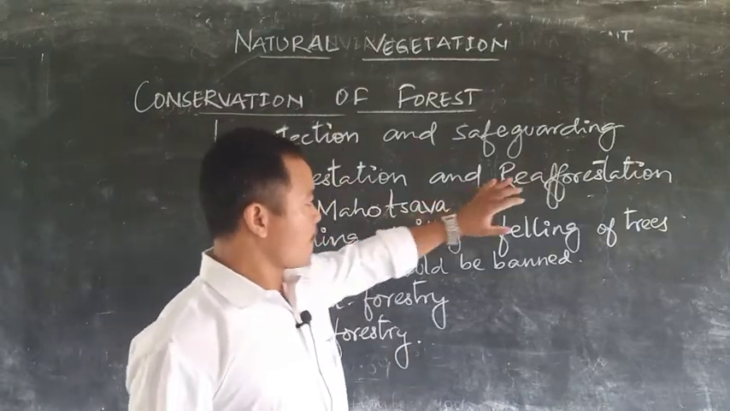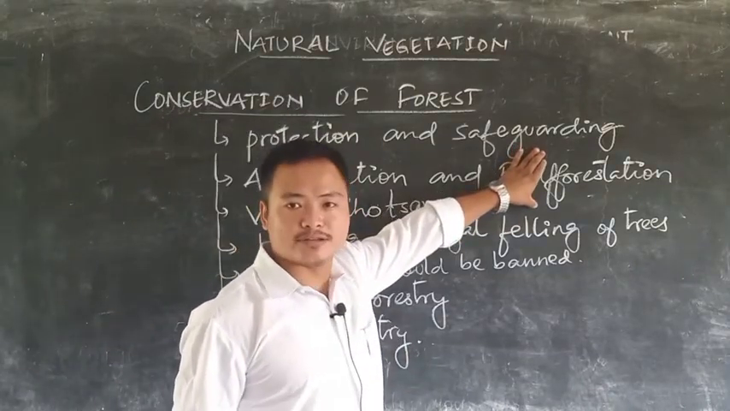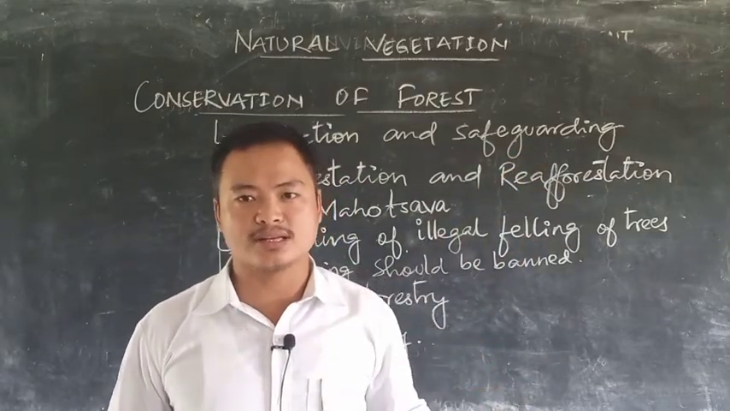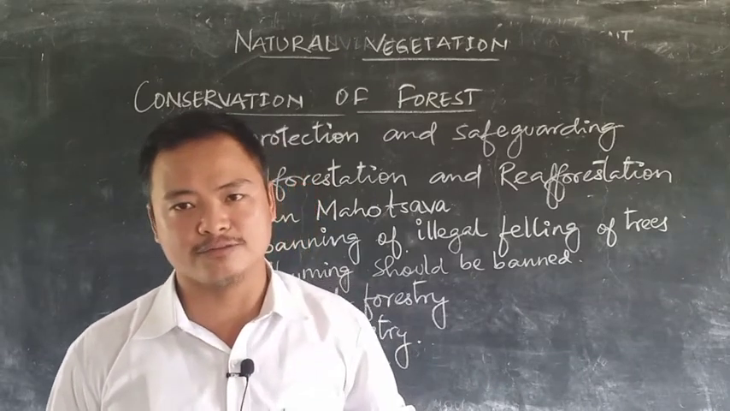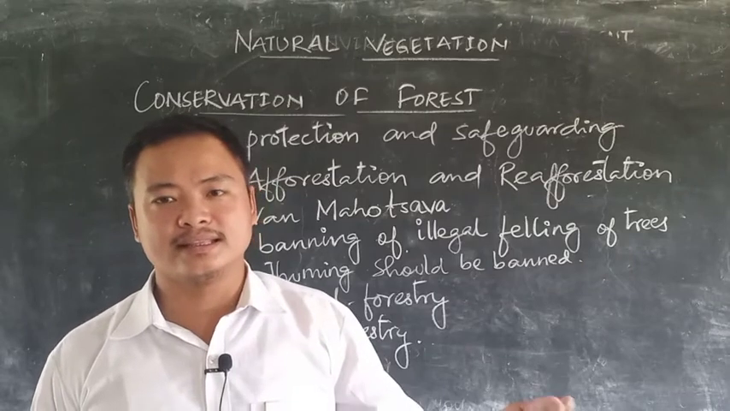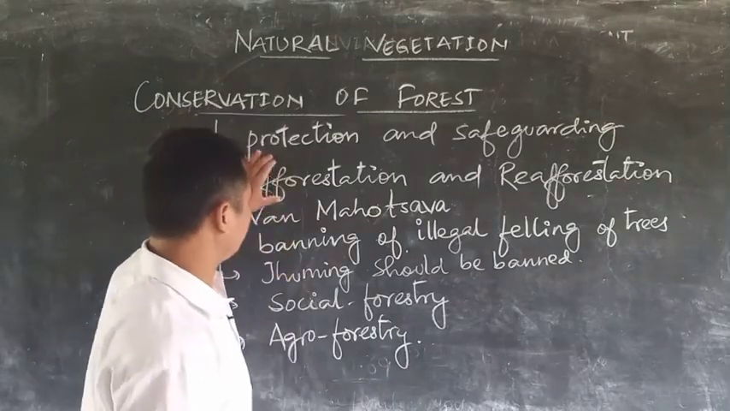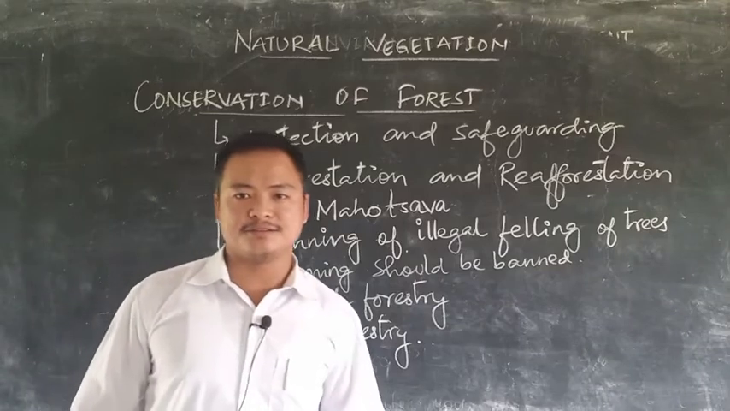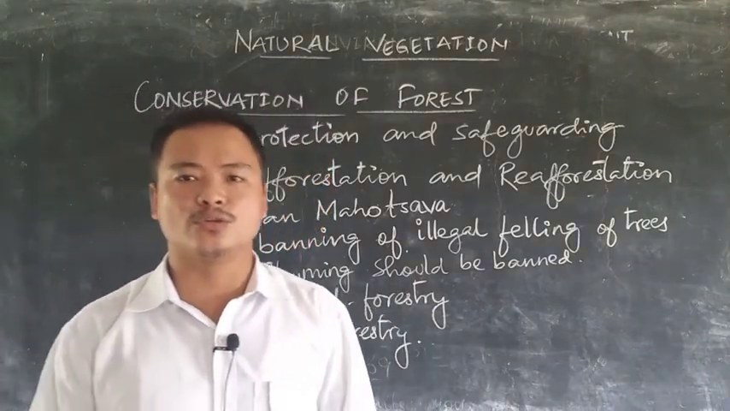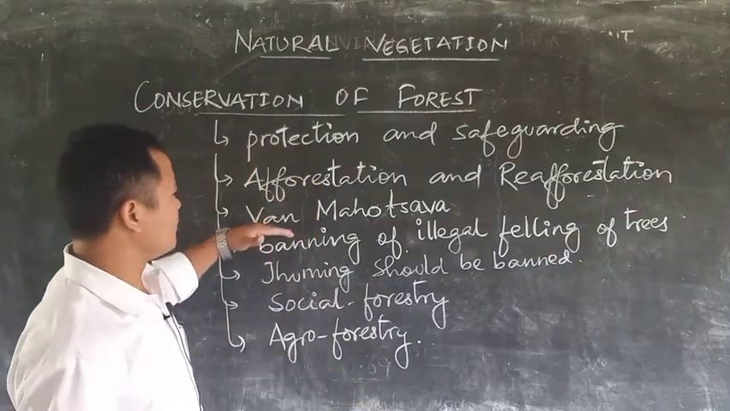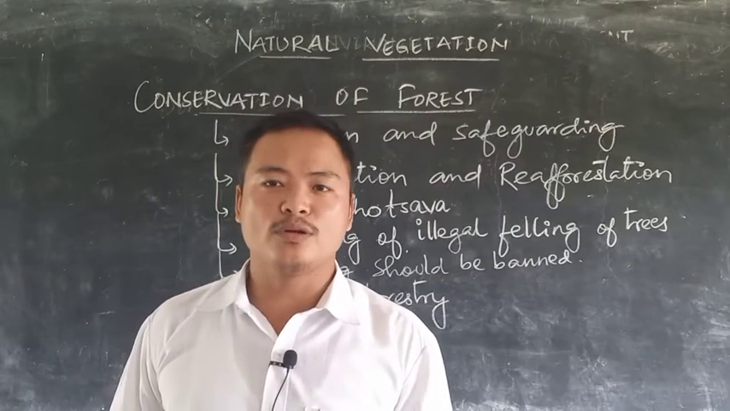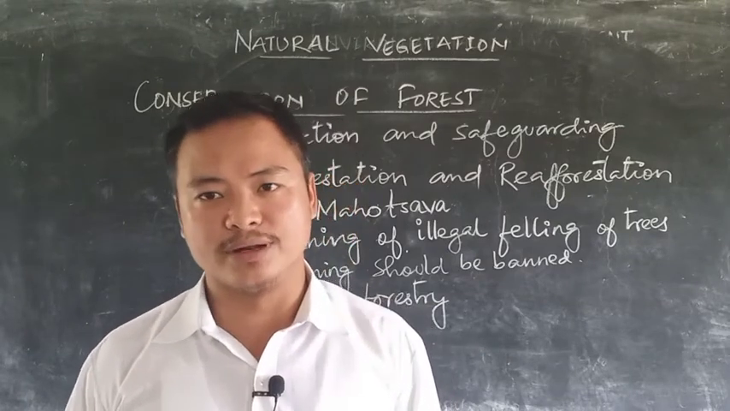That means the program of reforestation is mostly carried out in those areas which were forest cover in earlier times, but were cleared for one reason or another. In such places, when we start planting trees, that is a program of reforestation. But afforestation is planting of trees in any new region or any new place, resulting in the growth of new trees. Van Mahotsav in India is one very important program carried out under the government of India.